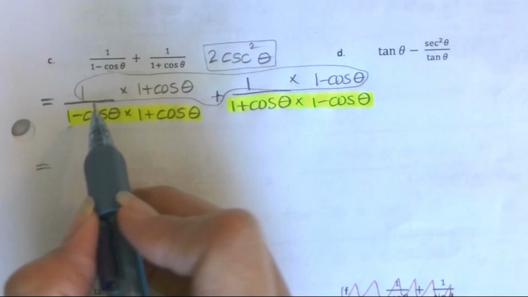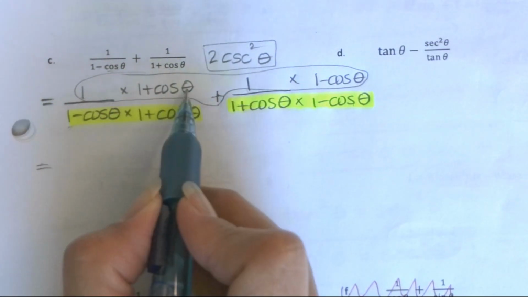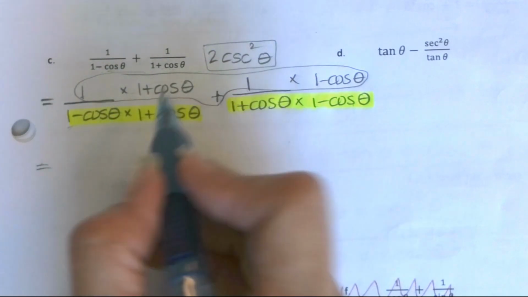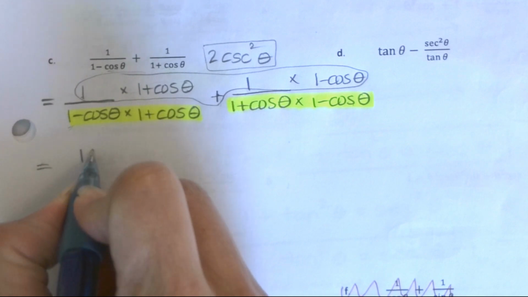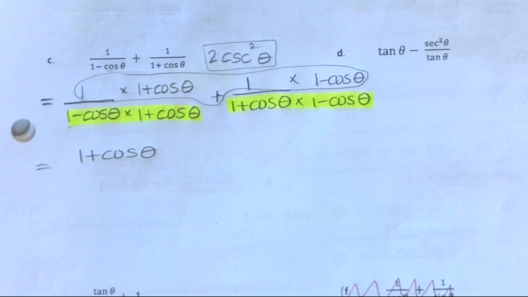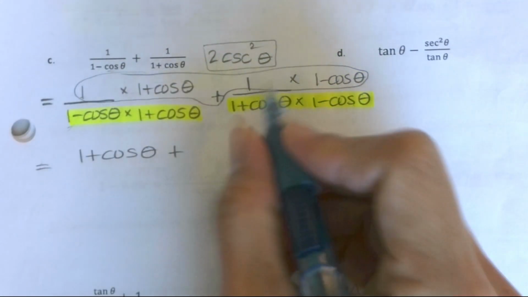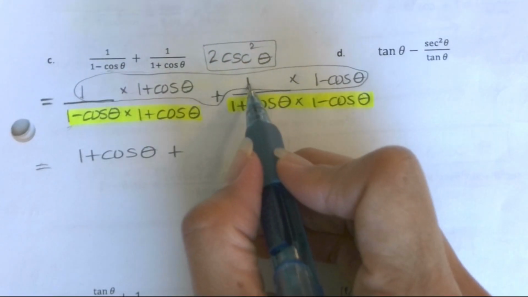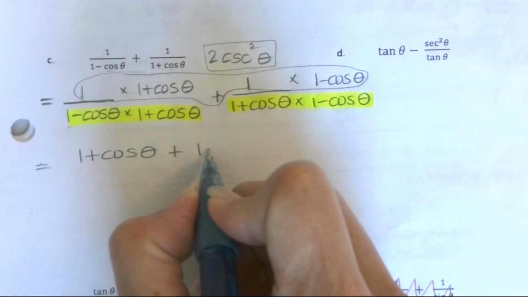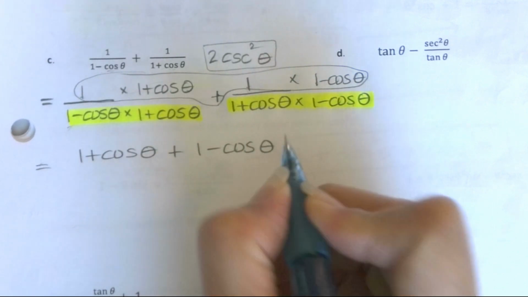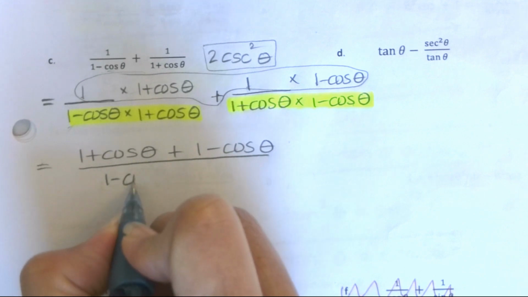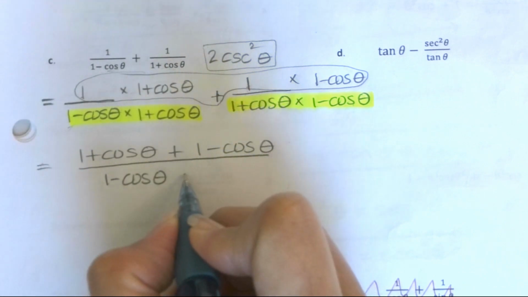Now the great thing is 1 times anything is just going to be itself, right? So 1 times this whole thing is just going to be this whole thing. So 1 plus cosine theta. So no difficult arithmetic that we need to do. Plus 1 times this, well, if I distribute 1 to 1 and 1 to cosine, it's still just going to be that. So 1 minus cosine theta. And then I draw my big line and put the 2 denominators here at the bottom.